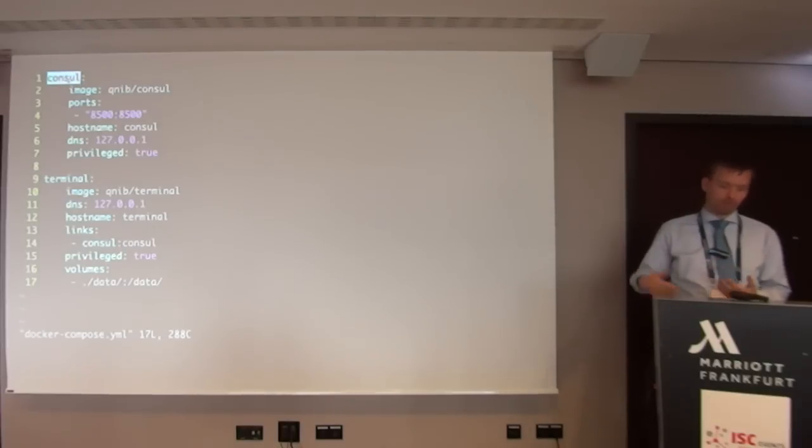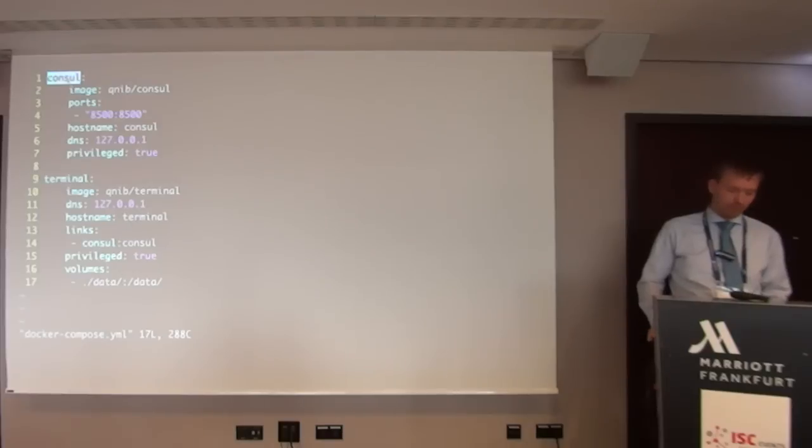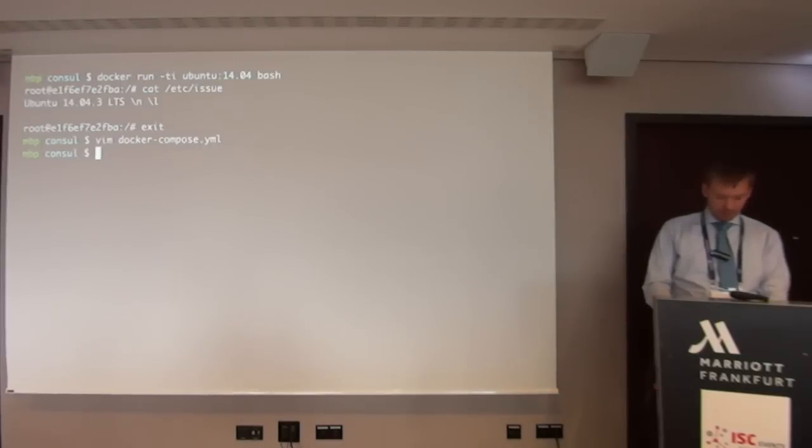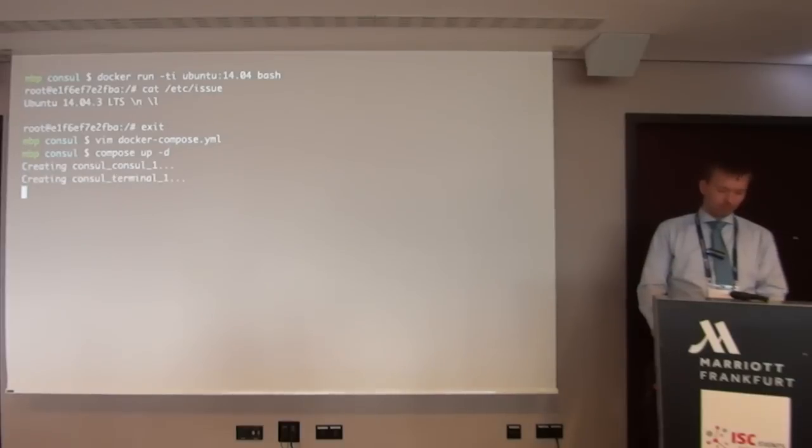You have the image that you want to start, you have the port that you want to map in the container, the host name, the DNS, and so on. And the second container links to the first container, which will introduce environment variables, and then you can react on those environment variables. If I now start this stack with docker compose app minus d, this will start the two different servers here, or two different containers.